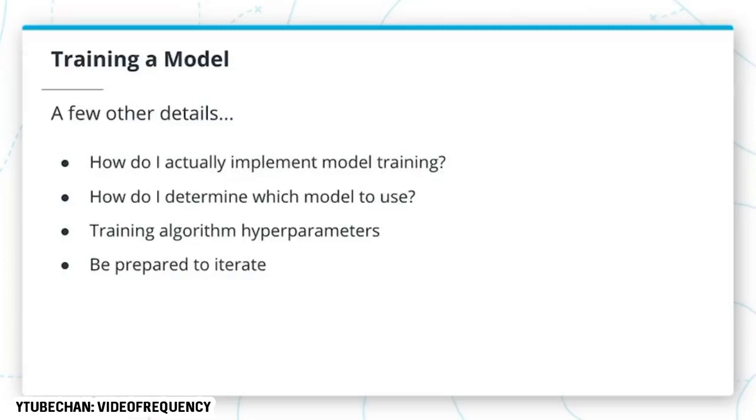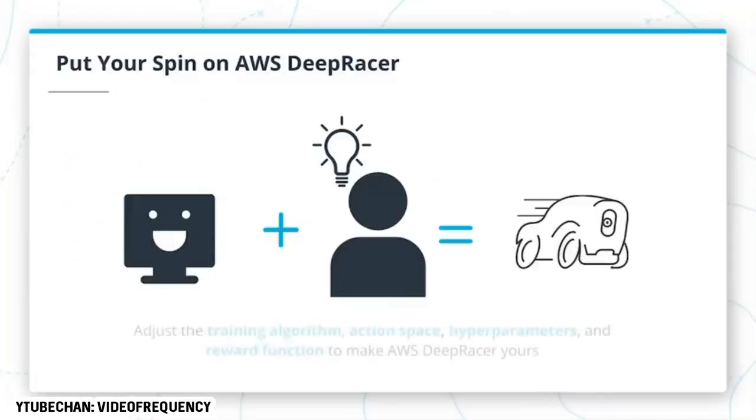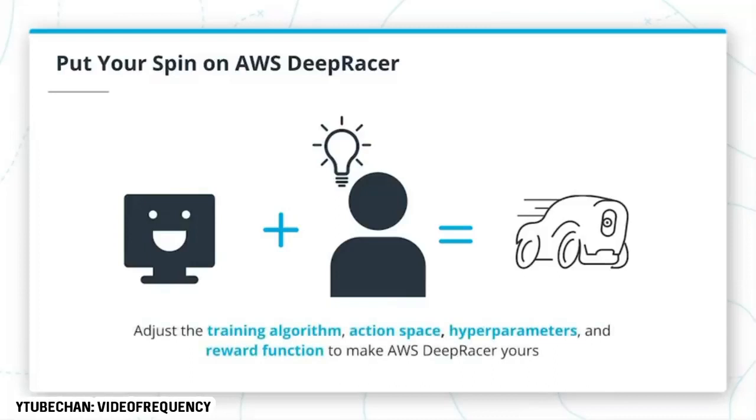AWS DeepRacer may be autonomous, but you still have an important role to play in the success of your model. In this section, we introduce the training algorithm, action space, hyperparameters, and reward function, and discuss how your ideas make a difference.